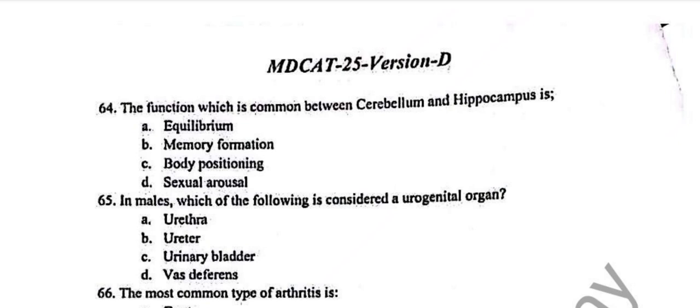Question number 64. The function which is common between the cerebellum and hippocampus is A. Equilibrium, B. Memory formation, C. Body positioning, D. Sexual arousal. The correct option is B, memory formation. Both contribute to learning and memory. Hippocampus forms memories. Cerebellum stores motor learning. Equilibrium is mainly a cerebellum function. Body positioning is cerebellum only. Sexual arousal is controlled by limbic and hypothalamic regions.